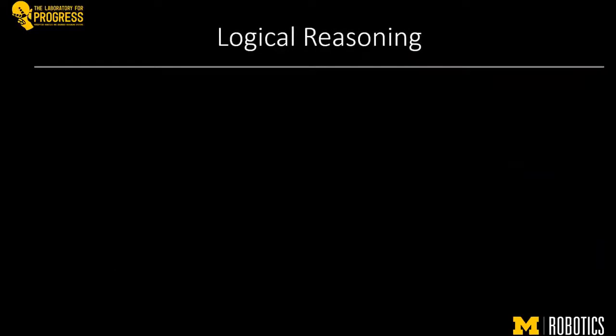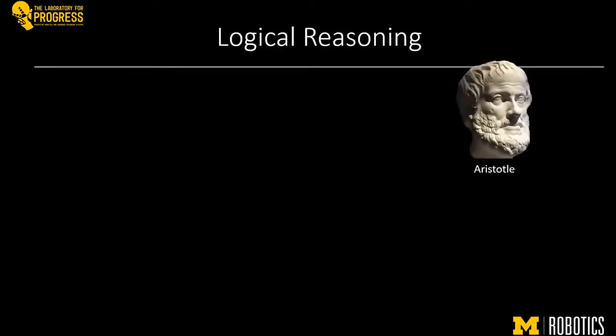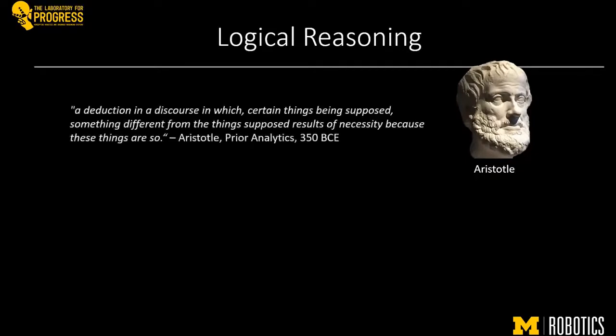So logical reasoning. Back in the day, there was a scientist called Aristotle, and he was a very prolific author. So in ICRA 350 BC, he published a paper called Prior Analytics. And in the paper, he made a quote, which I'm going to read. It basically says that a deduction is a discourse in which, certain things being supposed, something different from the things supposed results of necessity because these things are so.